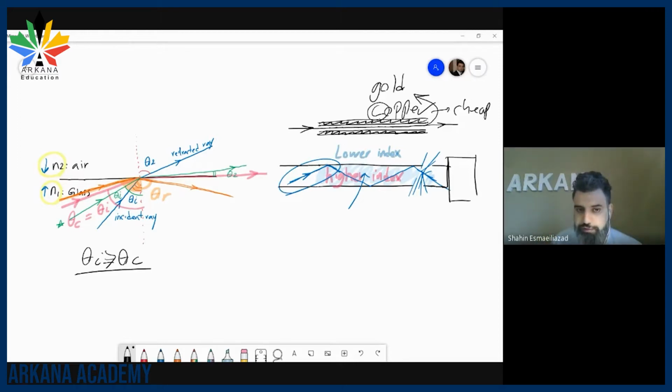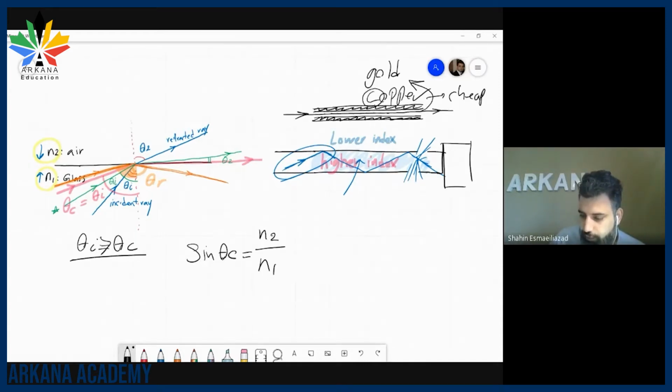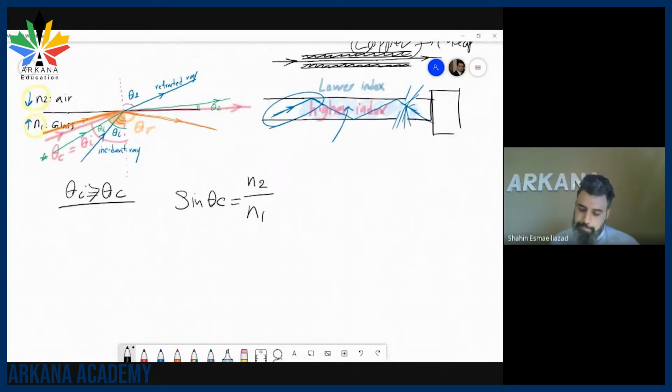So there's an equation for it, to find theta c: sine theta c is equal to n2, the medium with the lower index, divided by n1, the medium with the higher index. So let's go back to our example. Actually, let's make an actual example with numbers.